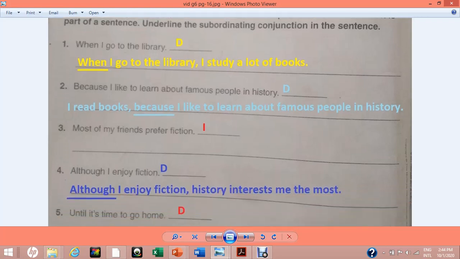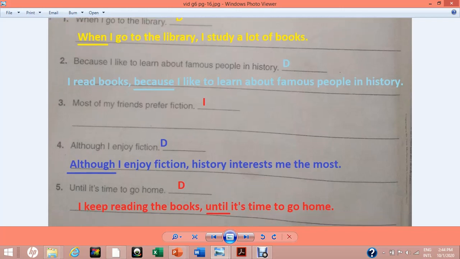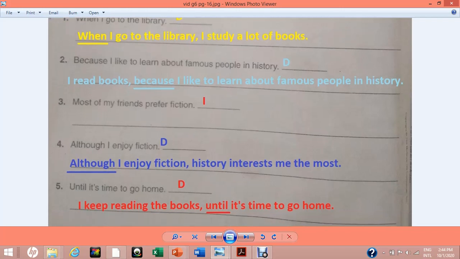Number 3, most of my friends prefer fiction. This is an independent clause, just write capital I. Number 4, although I enjoy fiction. This is a dependent clause. Although I enjoy fiction, history interests me the most. Now that is a complete sentence. In other words, you can say one dependent clause and one independent clause are combining with each other to compose a new sentence.